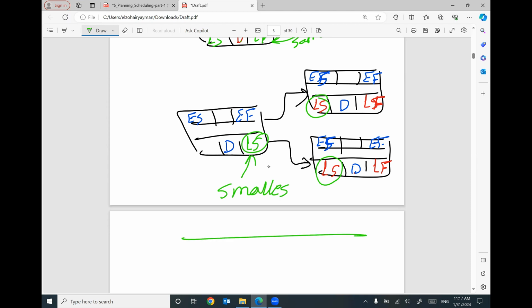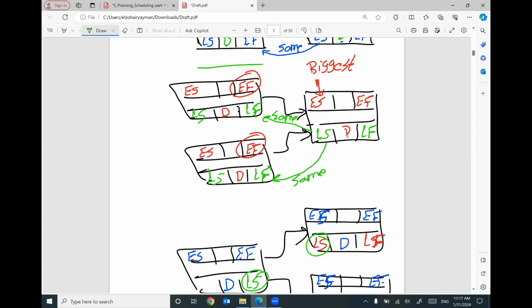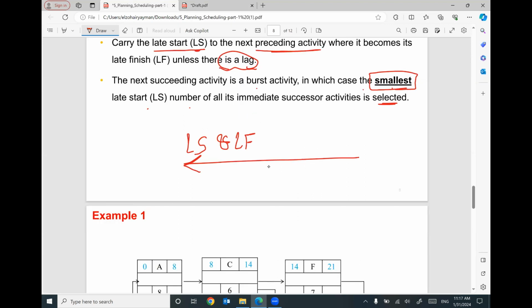So if you are going backward and you have different numbers to be transferred to the next activity, I'm gonna use the smallest number. If you are moving forward and we have two numbers, which one am I gonna use for the following activity? I'm gonna use the biggest number. This is the meaning of this statement: the smallest late start number of all its immediate successor activities is selected.